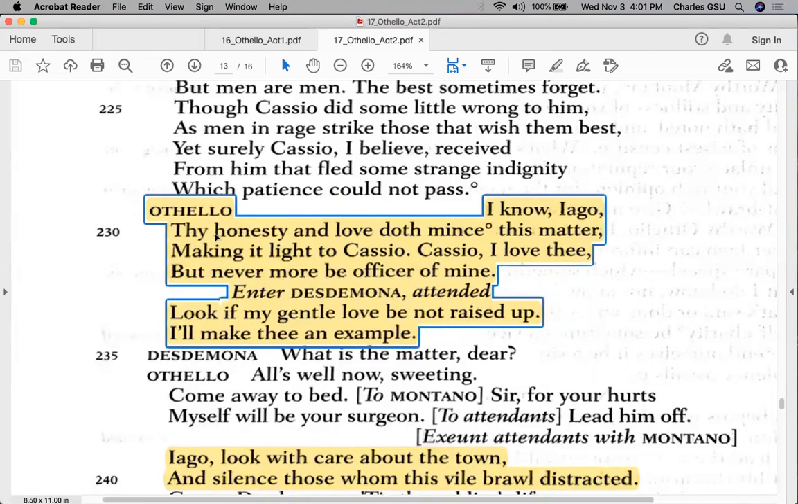And then Othello, quite upset, understandably, with his new lieutenant in charge of the guard, says, "I know, Iago, thy honesty and love doth mince this matter, making it light to Cassio. Cassio, I love thee, but never more be officer of mine." He's not being honest at all, he's a complete liar. And at this moment in the film, they show him removing the blue sash to indicate his status as the guard. What he's done is basically decommissioned Cassio. Not just say you're no longer in charge of the guard tonight, but you're no longer in the military. Never be more officer of mine, right?